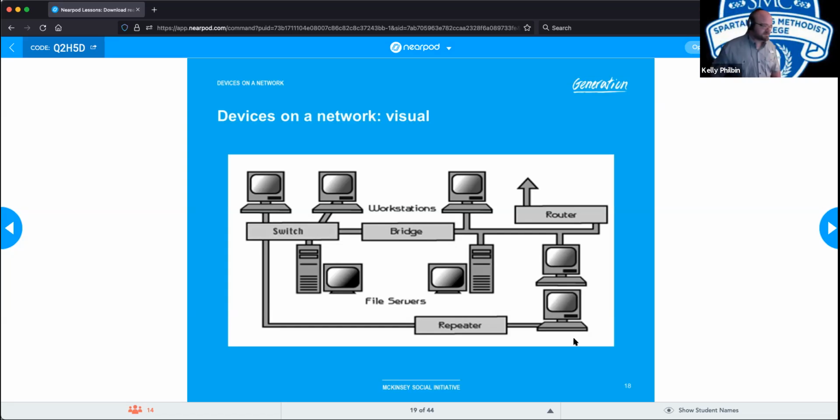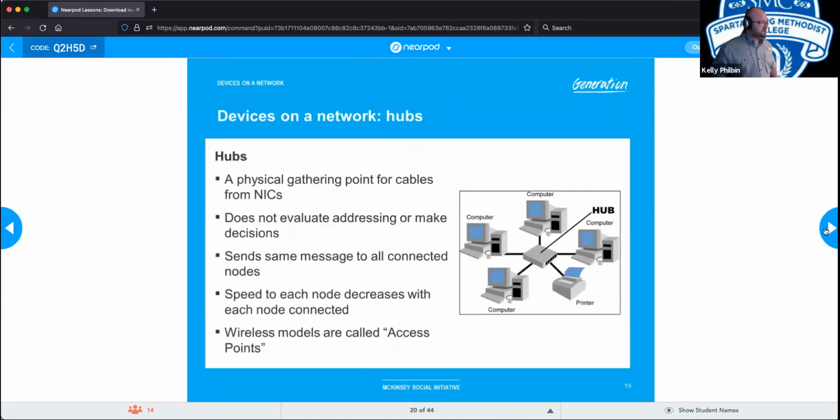Now, let's get into it. Lowest level device on a network, for the most part, is the hub. The hub is a dumb device, for the most part, is what it's considered.